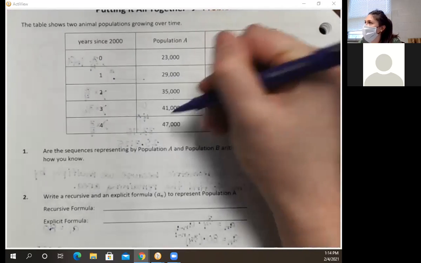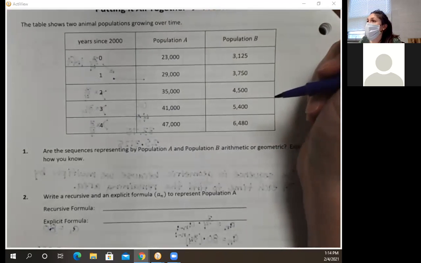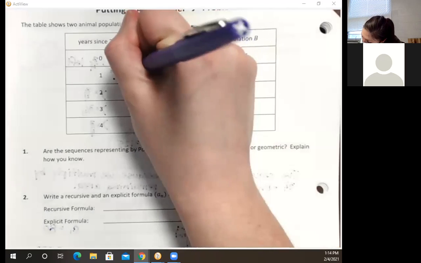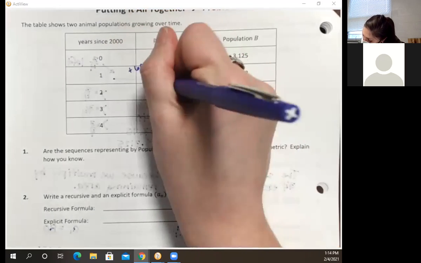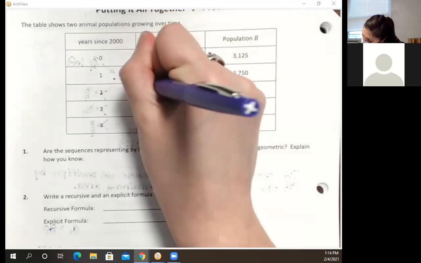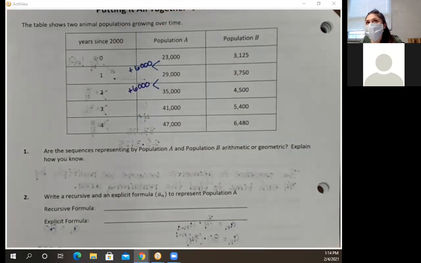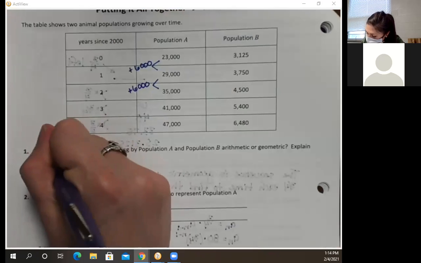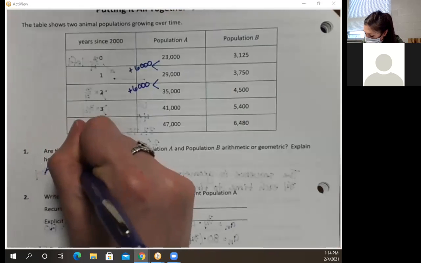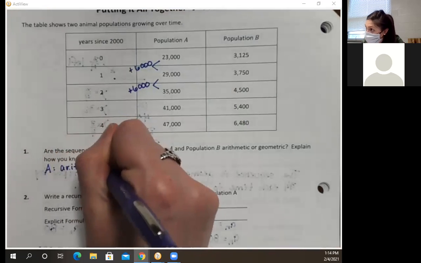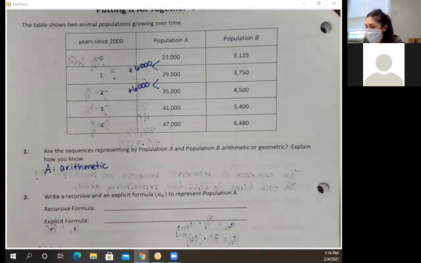What's happening here? It's going up by 6,000 each time. We're adding 6,000 each time. So what type of sequence is population A? Yeah, population A is arithmetic. What about population B? What's happening with population B?